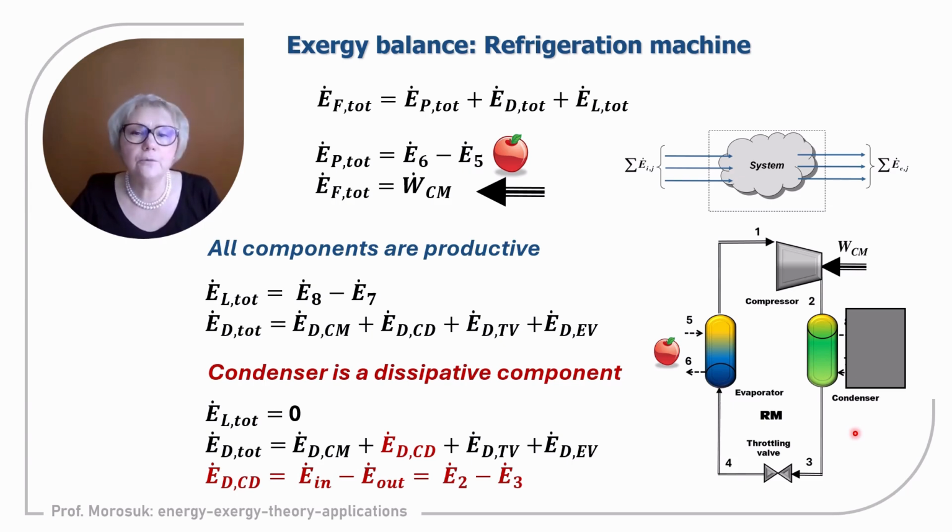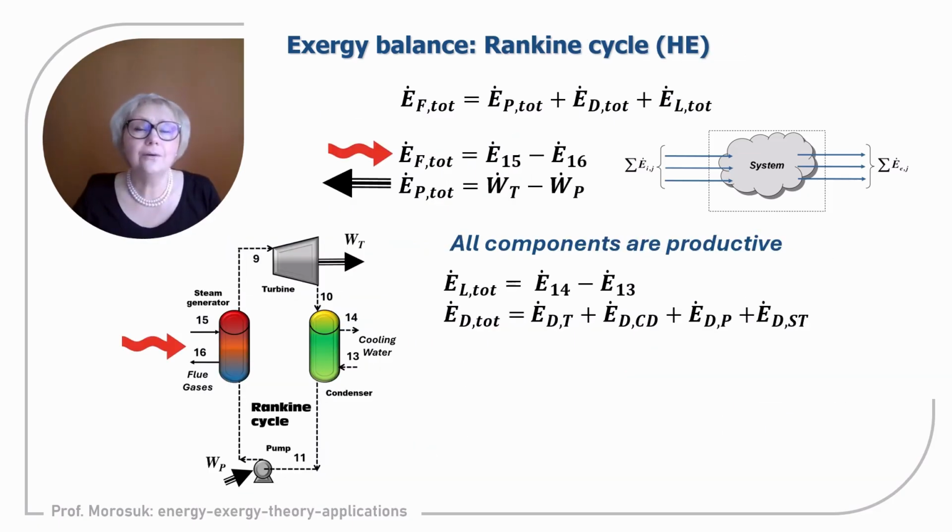So therefore, if we are dealing with a system with a relatively small number of components, it always makes sense to treat the condenser as a productive component. But if it is a very complex refrigeration machine, and these cases we will discuss a little bit later, then it is meaningful to treat the condenser as a dissipative component, because it will not really affect the evaluation of the very complex refrigeration machine. So now let us proceed with the Rankine cycle.